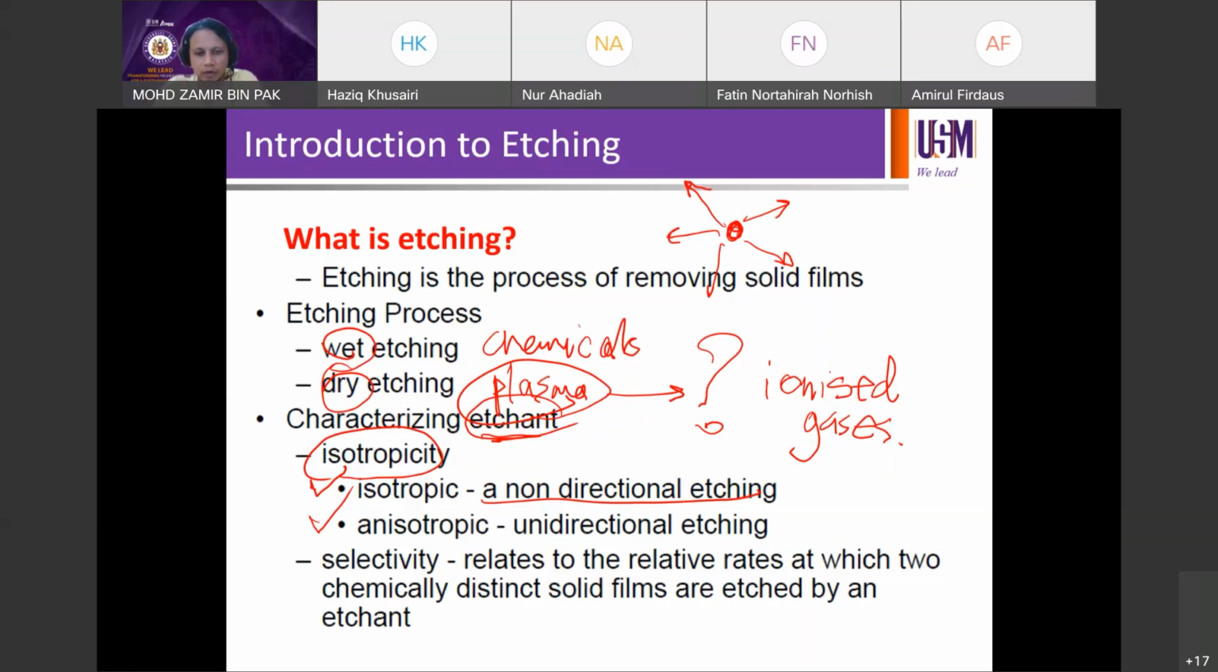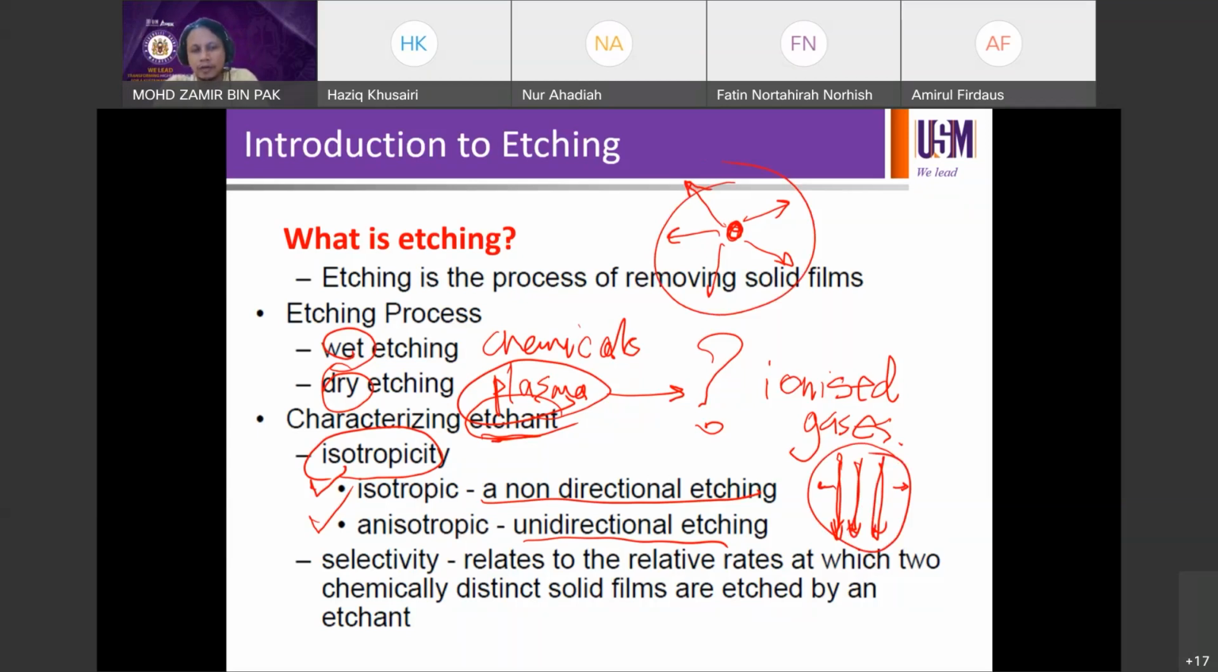So on the other hand, if you talk about anisotropic etchant, it is unidirectional. Dia akan etch material in one direction only. So maksudnya you'll probably get some etching on the side as well, but then the rate will be very, very low if you compare to this vertical direction, for example. So at this point, you call this as anisotropic etchant, one direction only. Yang tadi isotropic because it attacks all angles with the same etch rate.